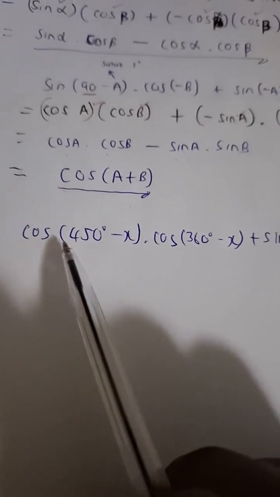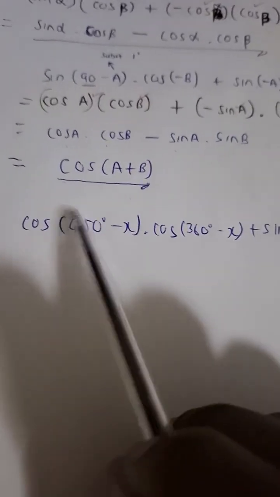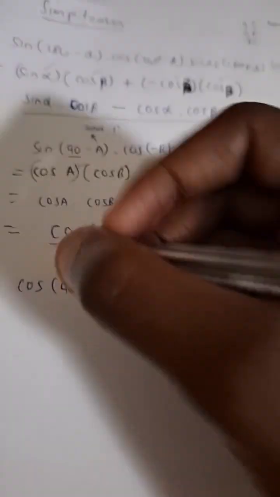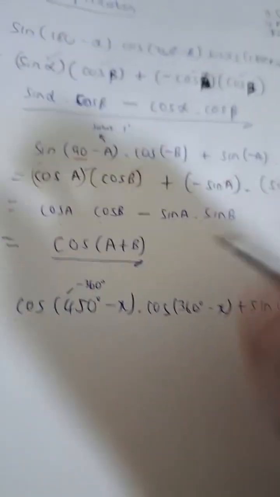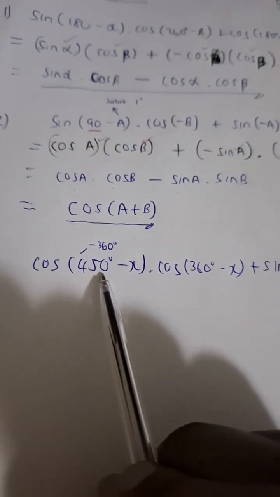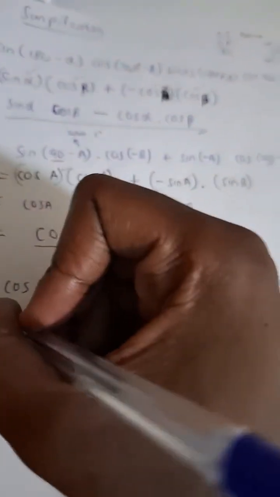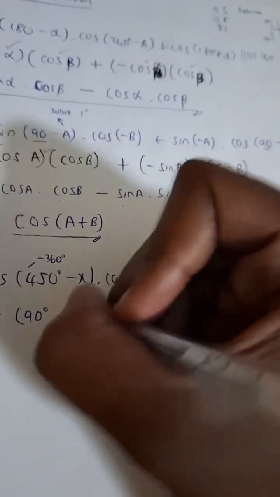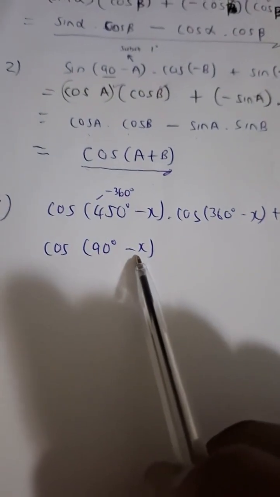So let's look at this one. We have cos of 450 degrees minus x. This here, we need to see this is an angle greater than 360. So what we first do is we are going to actually subtract 360, because that's what we do to angles that are greater than 360. We subtract 360. So when we subtract 360, what happens? This becomes what? So I'm going to rewrite it. This is actually cos of 90 degrees minus x. Now I know this is the co-function, co-ratio.